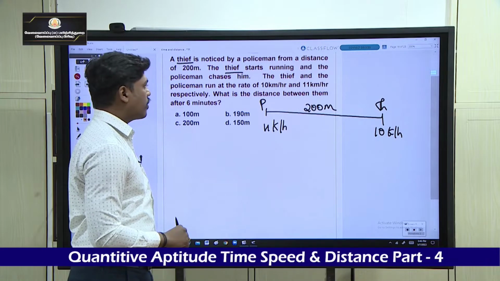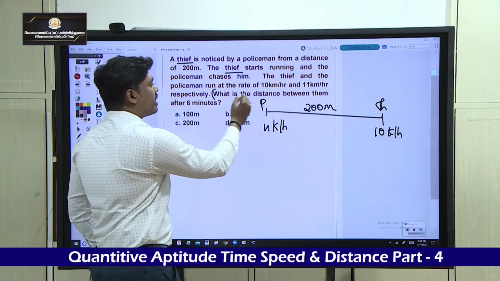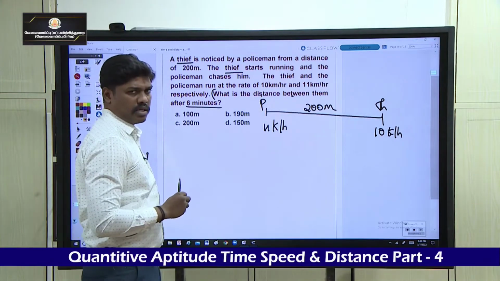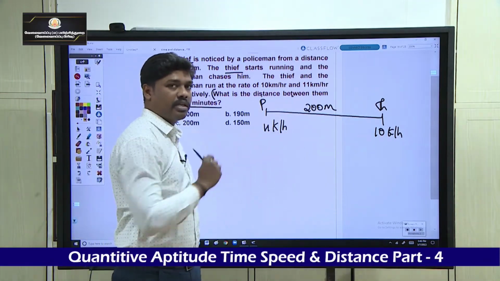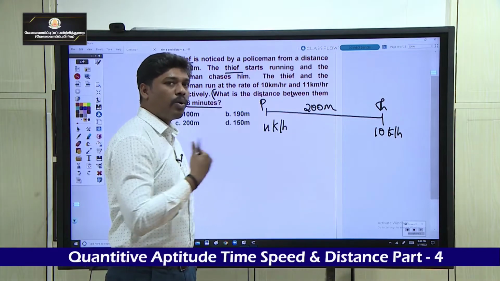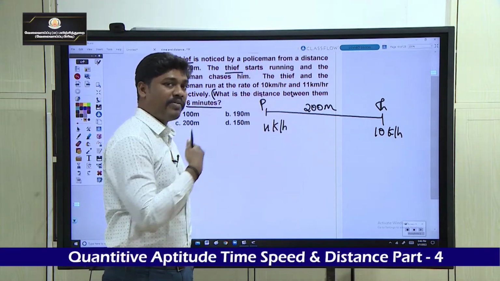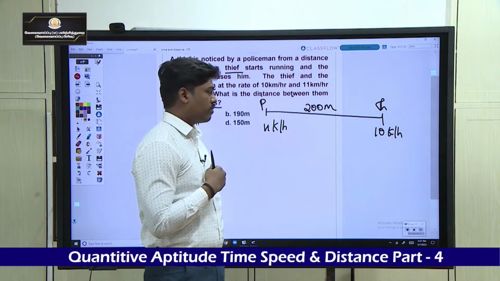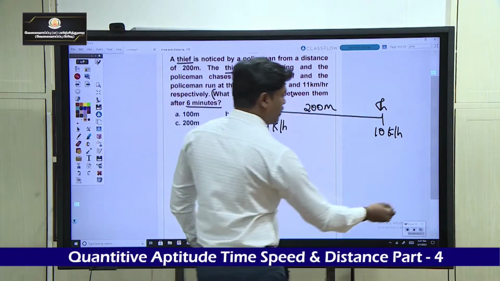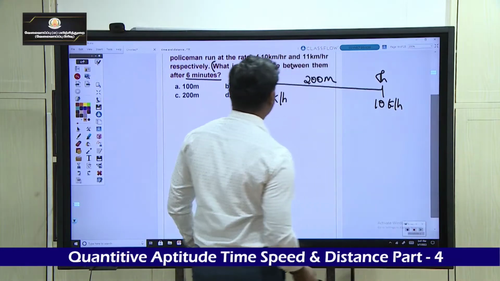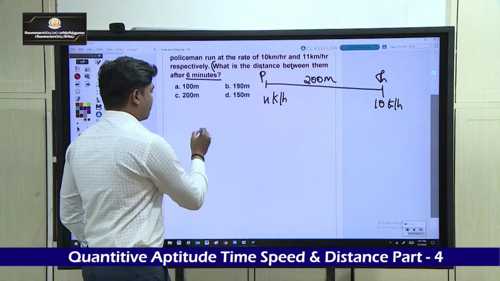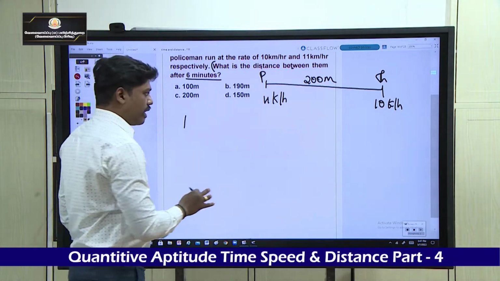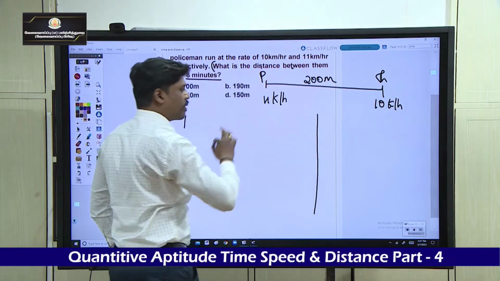The question asked here is, what is the distance between them after 6 minutes? He is running, I am chasing. So, after 6 minutes, what would be the distance between us? Now, the distance is 200 meter. Let us check. First let me solve conventionally and then using the relative speed concept.